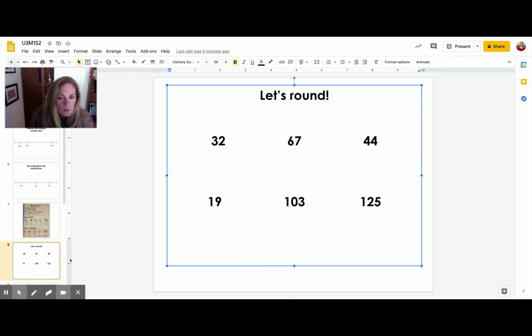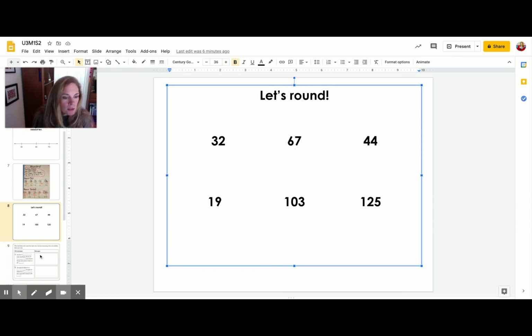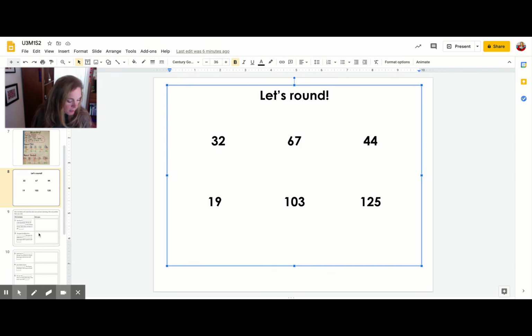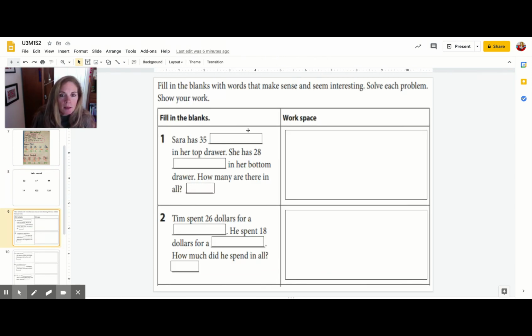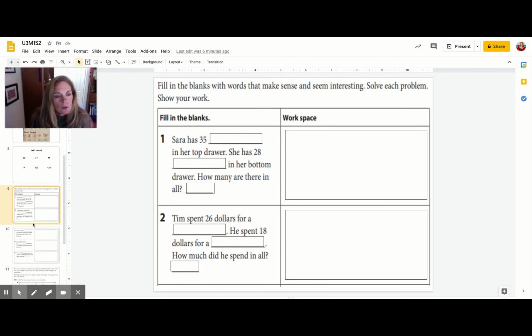Okay, so today you're going to be working on some pages in your Home Connections book and in your student book. You can work on these slides as well if you choose to do that. You're going to work on slide number 9, 10. That is page 77 in your student book.